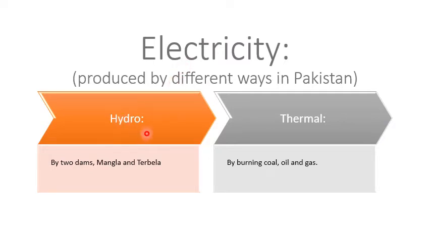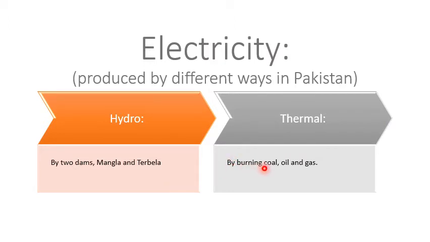Previously, we have discussed hydroelectric power. Here we are going to see how hydroelectric power is generated in Pakistan. We have two dams, Mangla and Tarbela, and most of Pakistan's hydroelectric power comes from there.